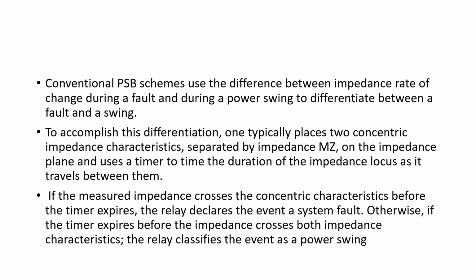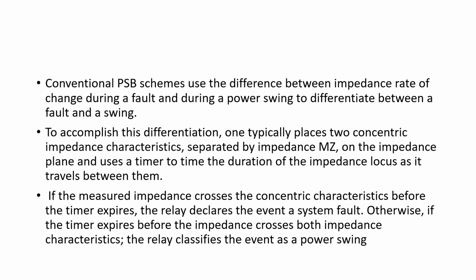So what is the basic theory? The basic theory is the measurement of the rate of change of impedance, and comparing the rate of change of impedance during the fault with the rate of change of measured impedance during the power swing. The rate of change of measured impedance during the power swing is much slower than the rate of change of measured impedance during a fault. This is the basic fundamental principle of detecting the power swing and then ultimately blocking.